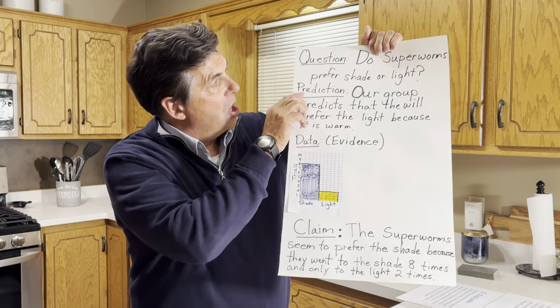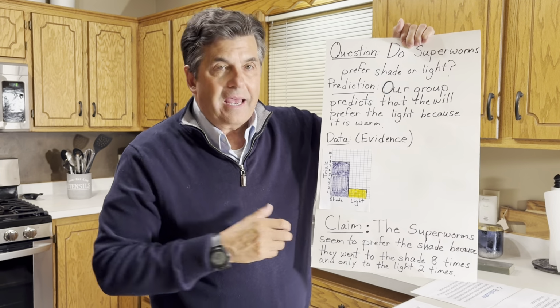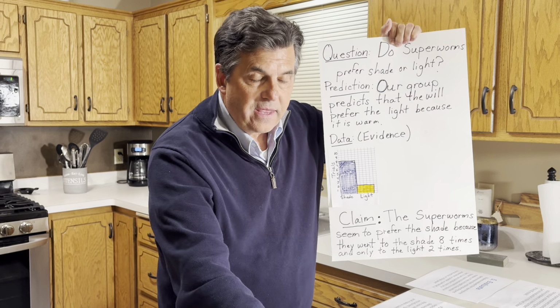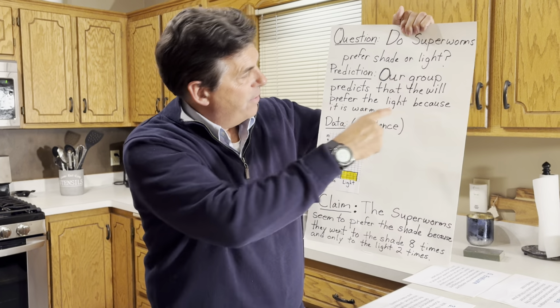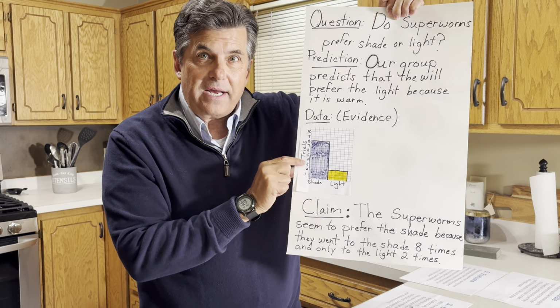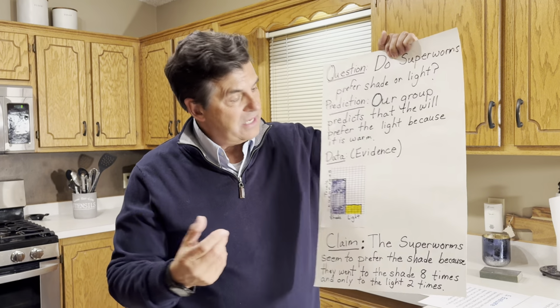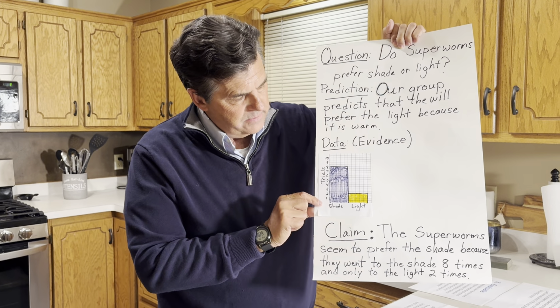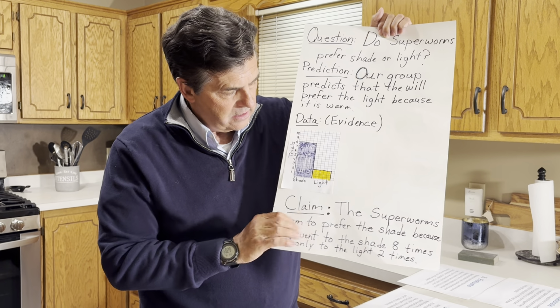Our question right up here: do superworms prefer shade or light? Their group made a prediction before they actually carried it out. They predicted that they're going to prefer light because it's warm. Then we came up with our data and evidence. We talked about number of trials. Should you do it just once or multiple times? They tried it 10 times. 8 times it went to the shade and only 2 it went to the light.